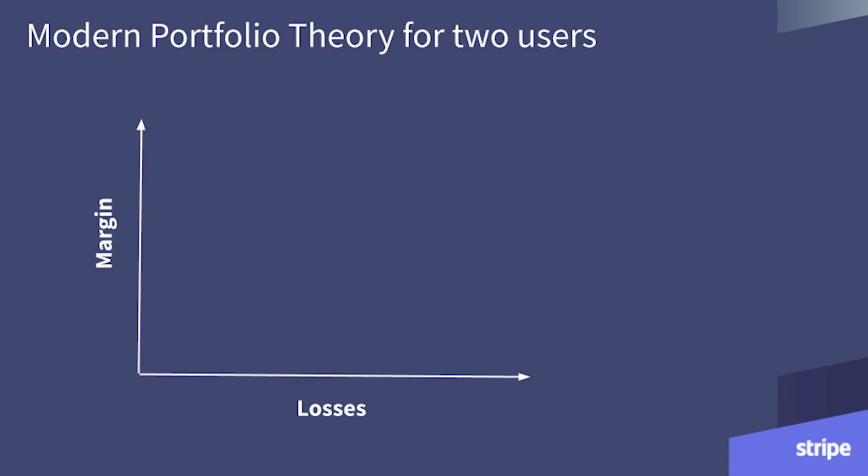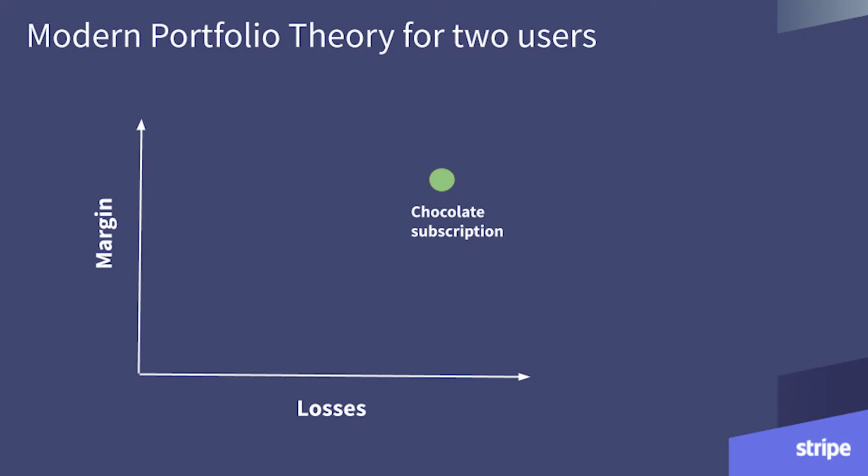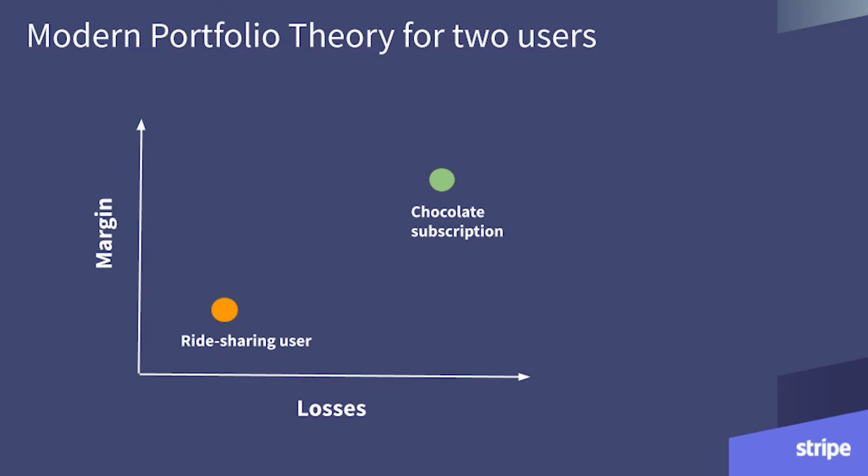Now, remember our axes for this efficient frontier, we have margin and losses. Let's plot these users on this graph. Chocolate subscription company has a lot of losses, but they also pay high price because they're a small user. So we get high margin from them. And the ride-sharing user has no losses, but because they're such a large company, they were able to negotiate a big discount. So we get lower margin from them. So on a net basis, they're both the same.